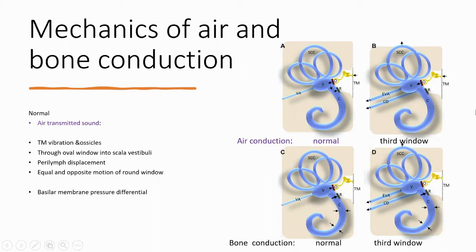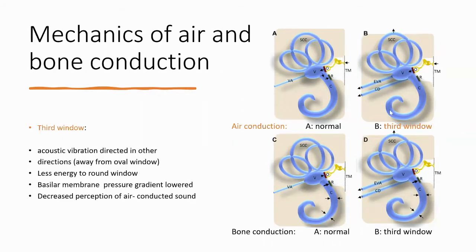In bone conduction, it's fairly similar. We'll have a look at that now. The principle is similar, where you get dissipation of acoustic energy. So here we have, as we described before, air conduction through that third window. It means that the acoustic vibration is directed in another direction, which is away from the oval window. So you get far less energy coming to the round window, and that basilar membrane gradient potential is lowered quite significantly, and therefore you get decreased perception of air-conducted sound. So that's all in relation to air conduction.